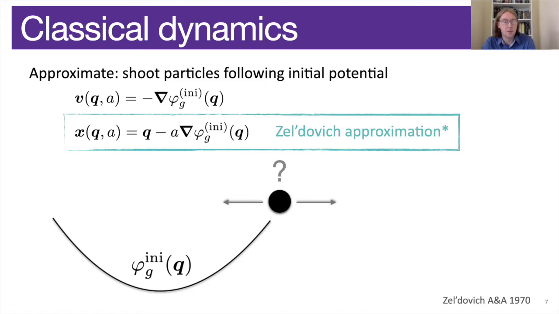And while this model is very simple, it's extremely useful and performs very well on large scales. There are some obvious problems with this model, namely that since we don't update the particle velocities, there's no way to get them to turn around once they've passed through each other.